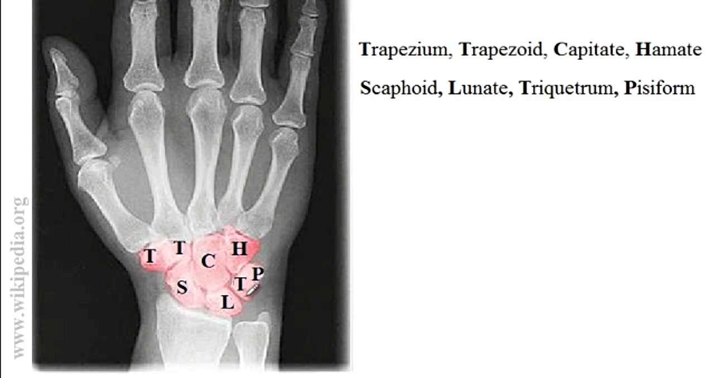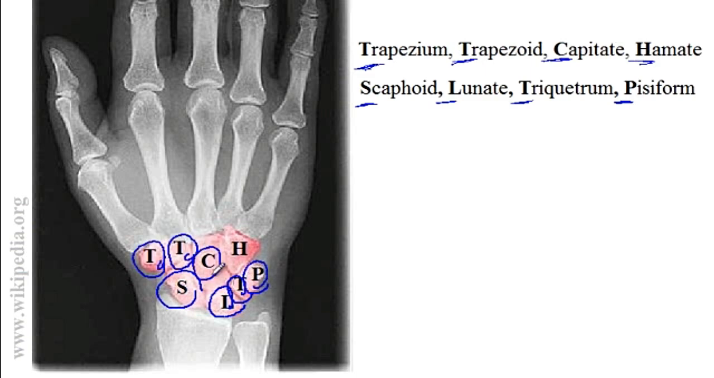And one memory aid that I have for you to keep remembering the order of these bones is called: some lovers try positions that they cannot handle. So once again, some lovers try positions that they cannot handle. And so this way you can remember the order of the carpal bones.